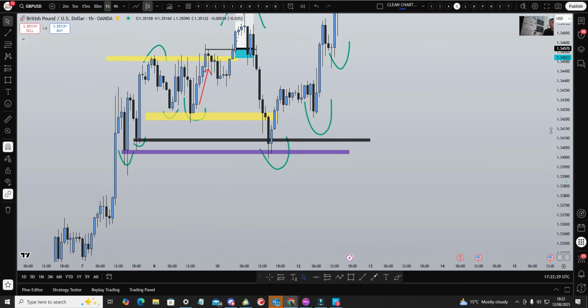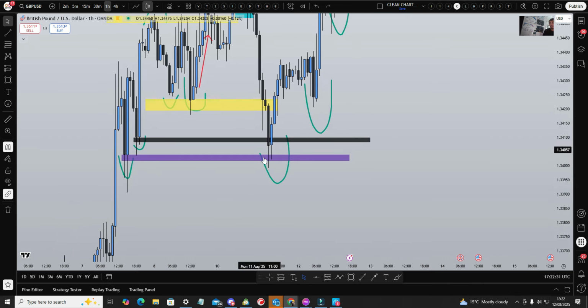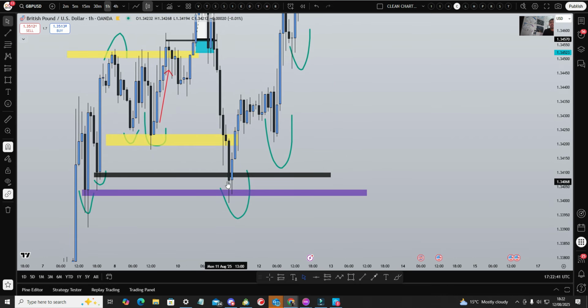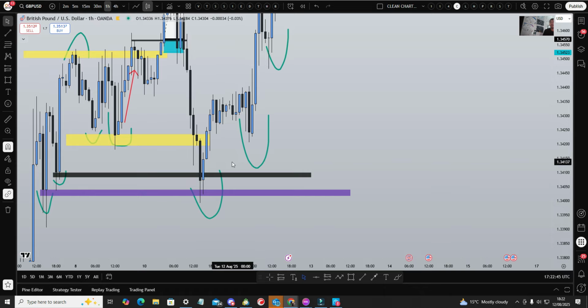Now, what happens in this case though? Price respects this, not once but twice. Price starts going further up. Now, does this mean from here you start taking buys? No, because that's not how I trade. I trade break and retest. I don't trade from support. I don't sell from resistance.